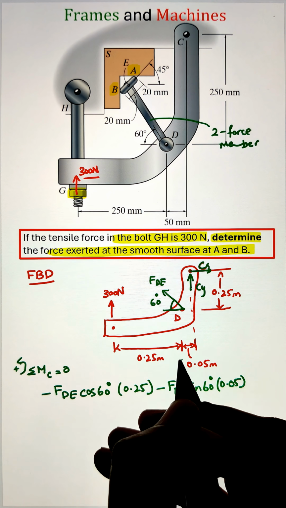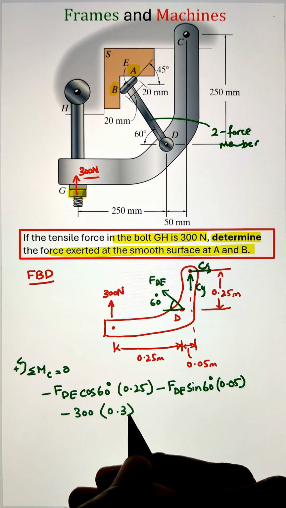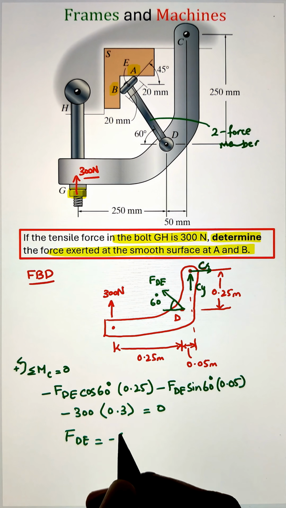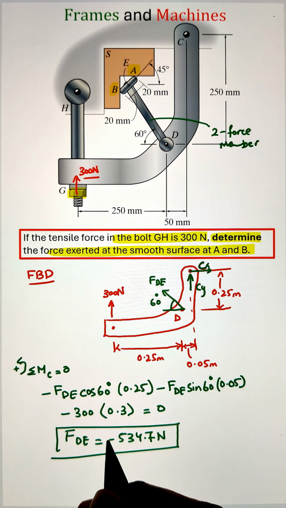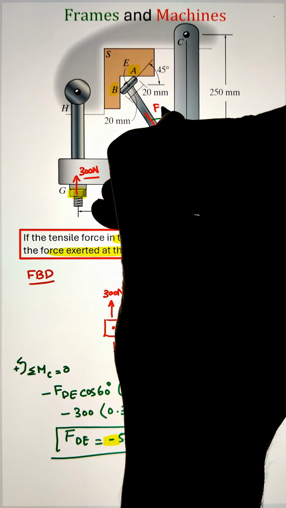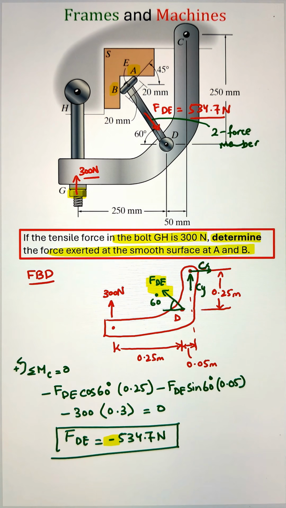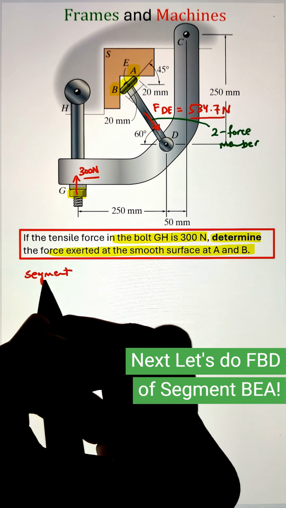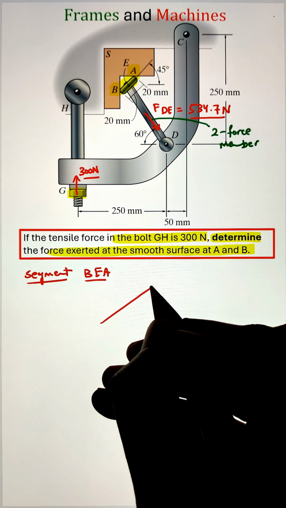Now the horizontal component is going to create our clockwise moment with a moment arm of 0.25 meter, whereas the vertical component is making also a clockwise moment with a moment arm of 0.05 meter. Finally, I have the external load of 300 Newton that is also creating our clockwise moment. Simplifying, we have the value of FDE as 534.7 newtons.